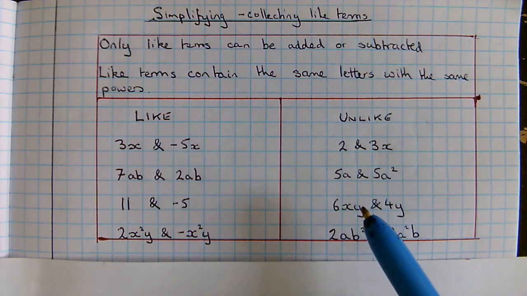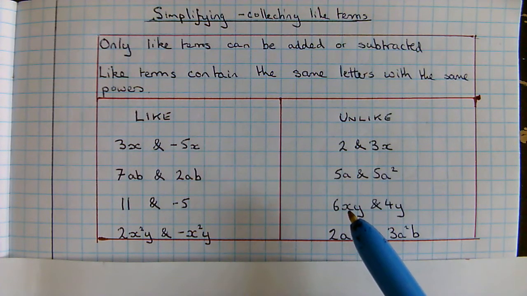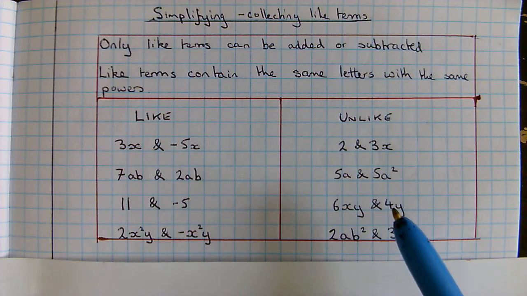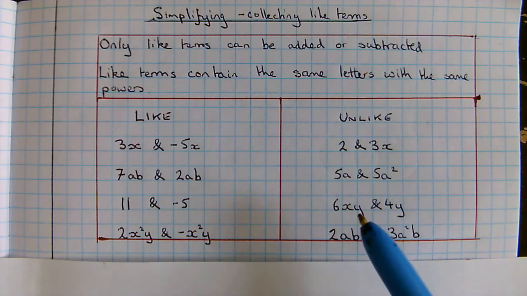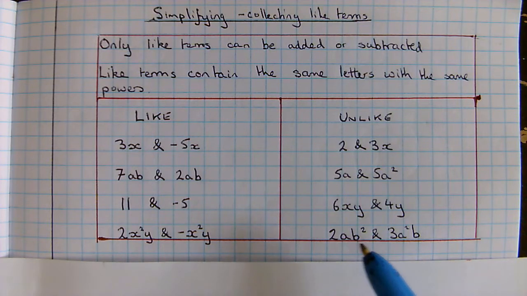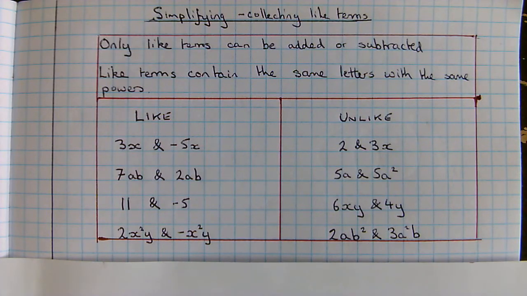Looking at my third example, I've got an xy, and here a y. It's not the same combination of letters. This would have had to have been an xy if I wanted to be able to simplify it. And here, although I've got the same combination of letters, a and b, the powers are different, so I can't then simplify those. Can you just pause the video and take down this list of examples of like and unlike terms?